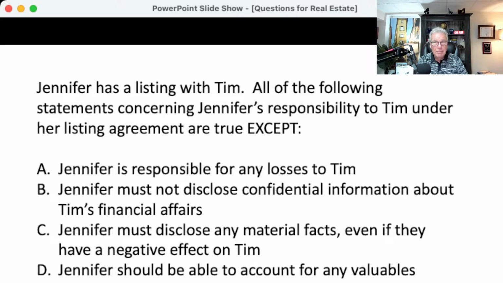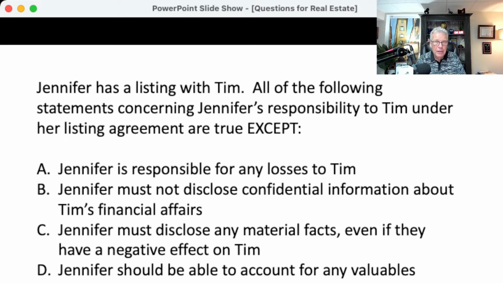Jennifer has a listing with Tim. All of the following statements concerning Jennifer's responsibility to Tim under her listing agreement are true, except. Now all of these choices are true, but one of them is false. We have to get that in our mind as we begin to go through this specific question and the answers. So again, Jennifer has a listing with Tim. All of these answers are true statements, except, well, Jennifer is responsible for any losses to Tim. I don't know if that's true or not.